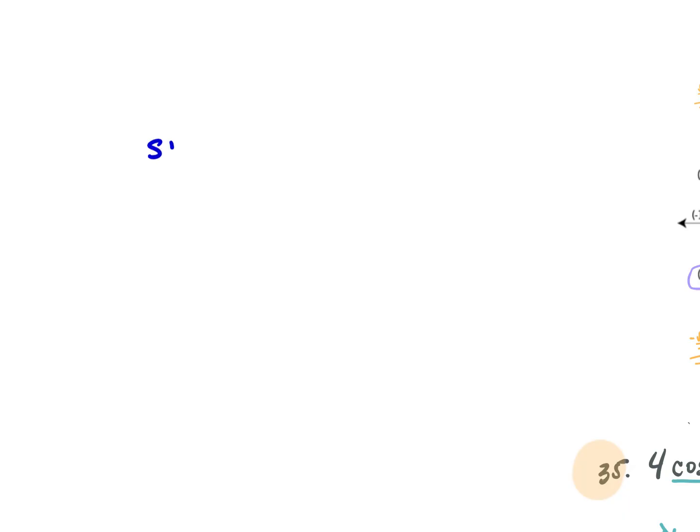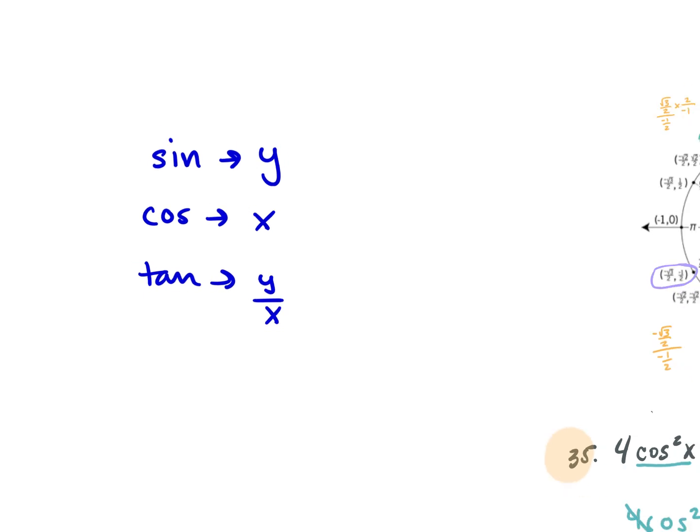All right, so we said that when it is sine, we look at what value on the unit circle? The y value. When it's cosine, what do we look at? The x value. And when it's tangent? The y over x. Perfect.